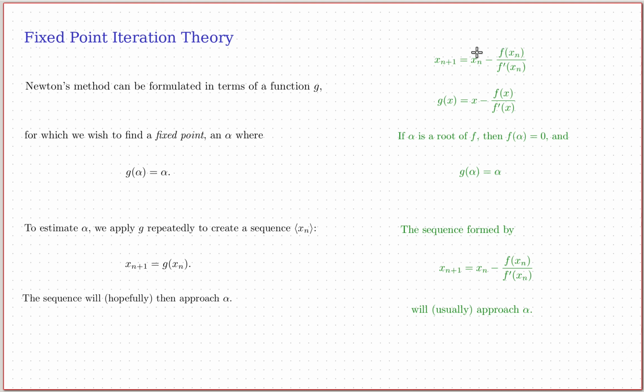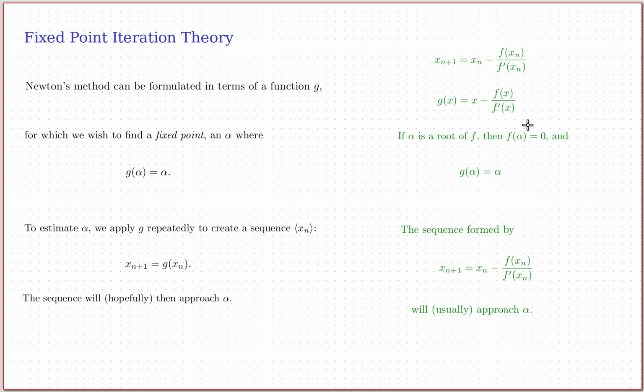Now, to formulate this in a more abstract way, we'll think of this thing here as a function which we apply at each step in order to get our next guess. So we define this function g of x equal to x minus f of x over f prime of x. And then what we're doing is, at each step, just applying the function g to our previous guess to get our new guess.